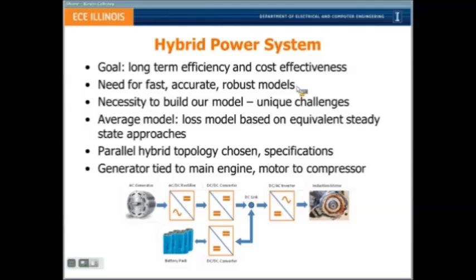So we define some of the specifications at the beginning: the induction motor is in the 10 kilowatt range, the AC generator is in the 18 kilowatt range, the DC link is 700 volts, and the battery pack is 300 to 400 volts. Everything else is just power conversion. The idea is to model this based on equivalent steady state approaches for loss models.